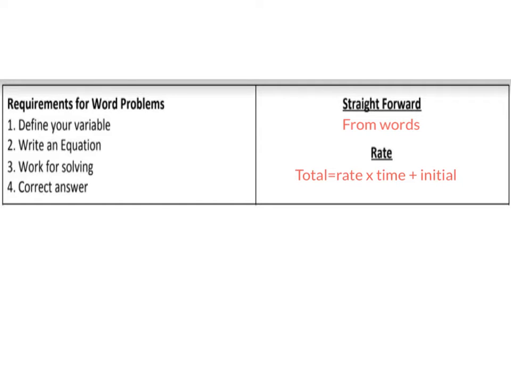Okay, let's review a few of these requirements for word problems. First thing, and most importantly, is defining your variable. Once we get that variable defined, we're also looking at writing an equation. And then, of course, we want to solve our work and make sure we're answering the correct question. Now, again, we looked at a few types of word problems, and some of them are just straightforward. You just look at the words and it tells you what's going on. Other ones will typically take the form of this rate, where the total should equal your rate times time plus your initial. So let's take a look.